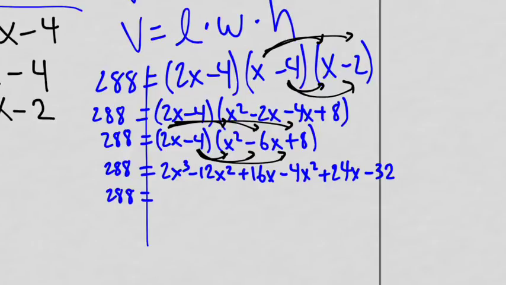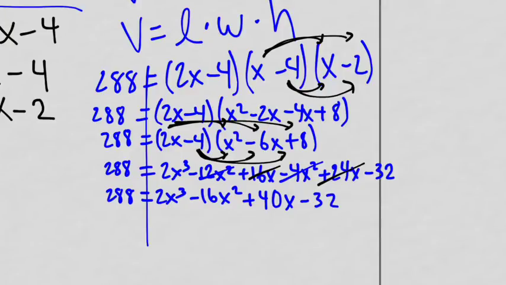Here we go. 288 equals 2x cubed because there are no other cubes. Negative 12x squared and negative 4x squared together make negative 16x squared. Positive 16 and positive 24 makes positive 40x. And finally minus 32 there at the end.